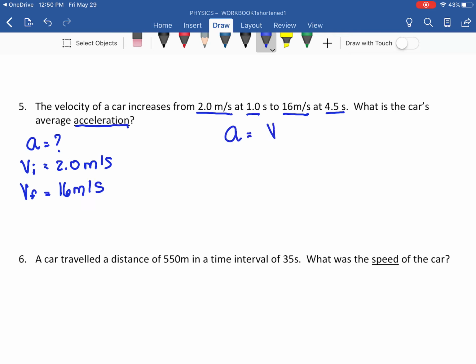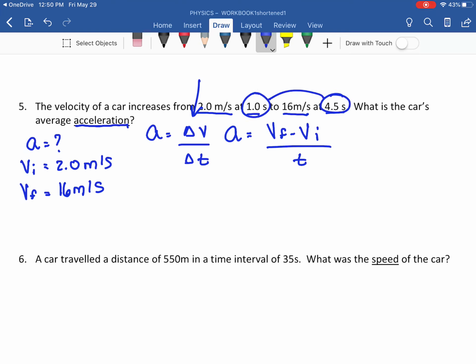Remember our formula here is vf minus vi over t, or it starts as delta v over delta t. Those delta symbols mean change in. So in order to calculate my change in time, I just need the difference between those two numbers. So my change in time is 3.5 seconds. The car accelerated between those two velocities in 3.5 seconds, right? Because we don't have the information between 0 and 1 second.